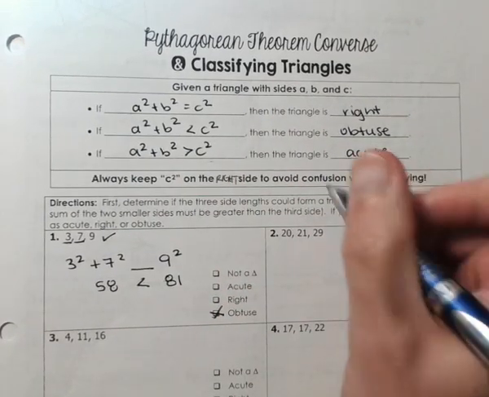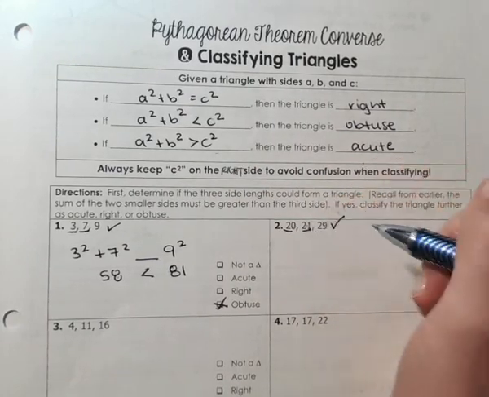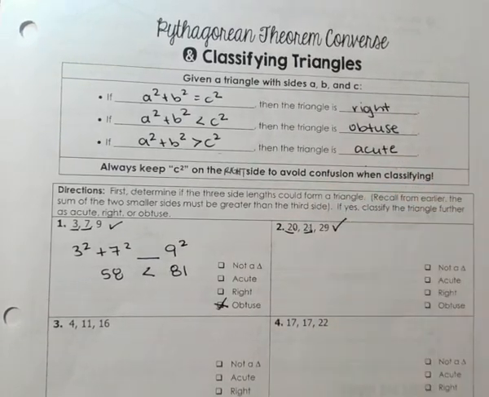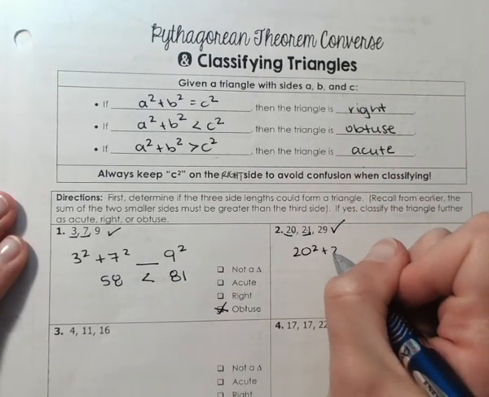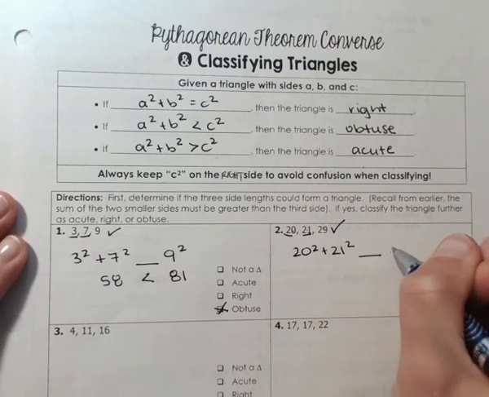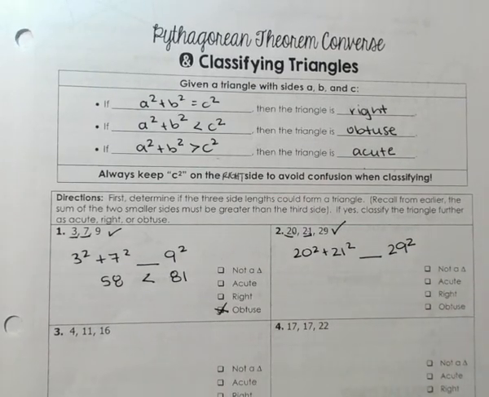Number 2, first of all, add your two smallest sides. Are they greater than the third side? Yes. 20 plus 21 is 41, which is greater than 29. So then set up your Pythagorean theorem. 20 squared plus 21 squared is blank 29 squared. You might have to use your calculator on this one.